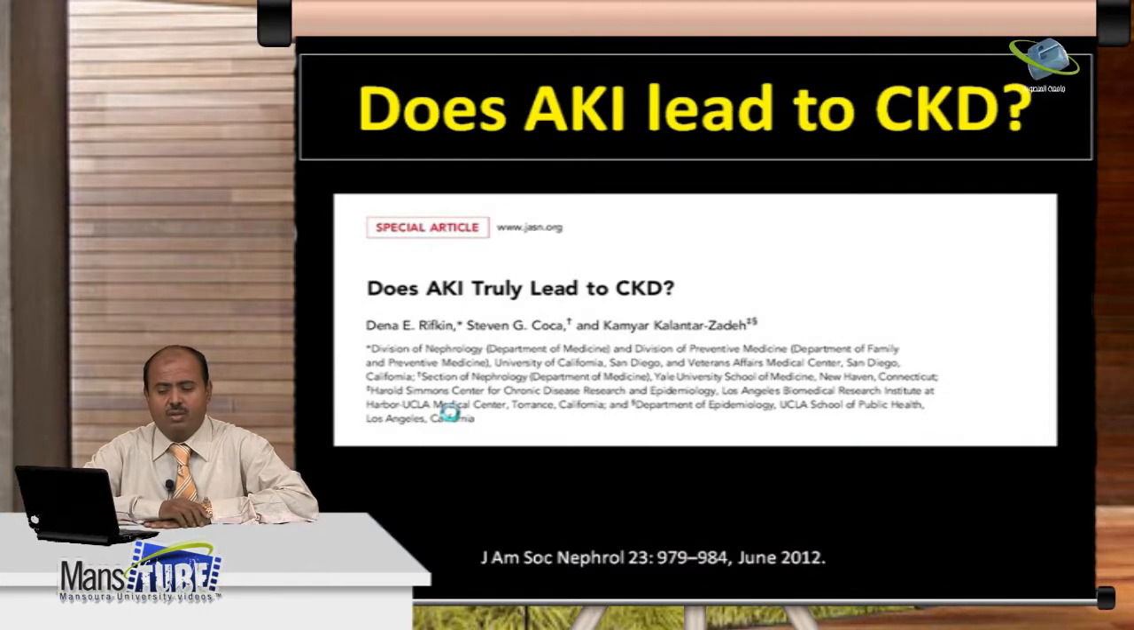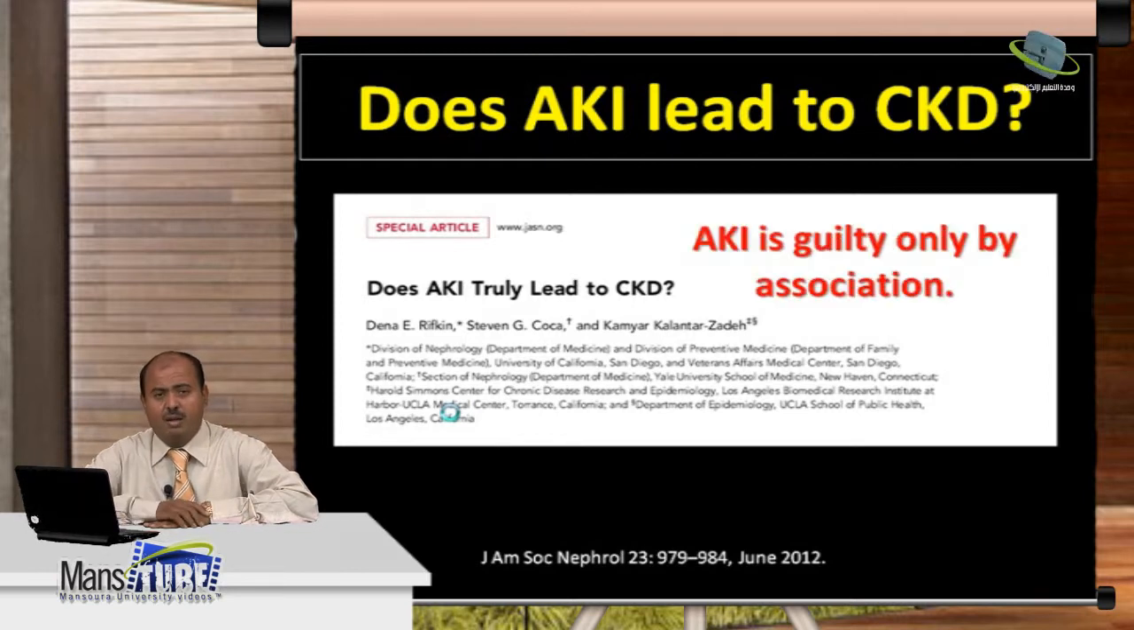One of the important questions in this presentation: does AKI lead to chronic kidney disease? The answer from this study that was published last June in the Journal of the American Society of Nephrology is that the authors are trying to put an explanation, because 500,000 of the patients per year have acute kidney injury, and the minority develop chronic kidney disease. So they concluded at the end of this paper that acute kidney injury is guilty only by association, not causation.